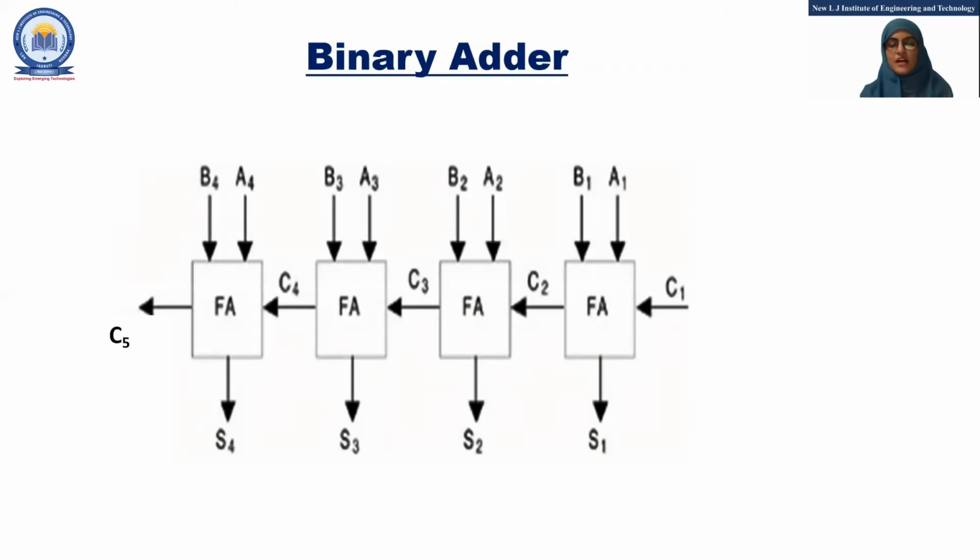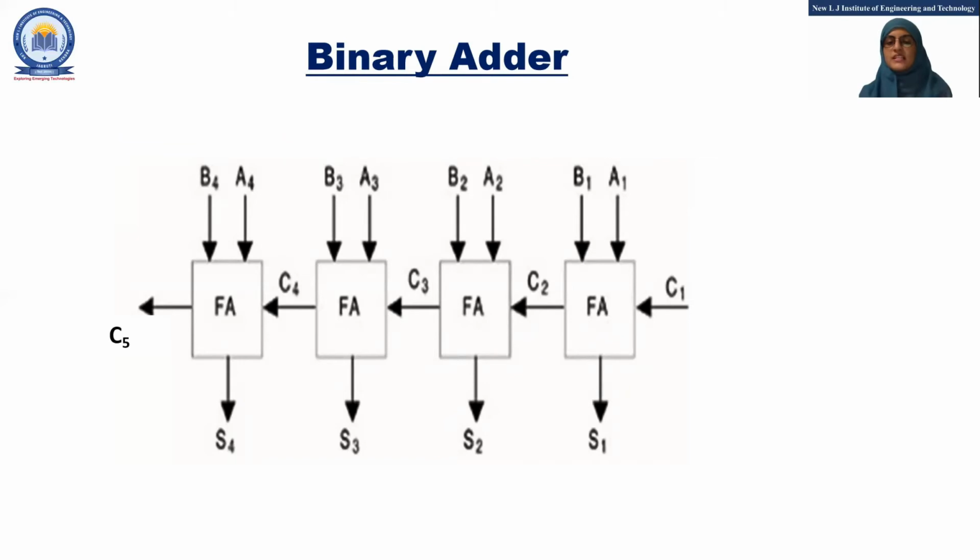To generate sum S2, the second full adder needs the carry C2. Only then can the sum output be generated. To generate S3, the third full adder has to wait for the carry C3. And to produce sum 4, which is S4, the fourth full adder has to wait for carry C4. So this will delay the whole process of addition.